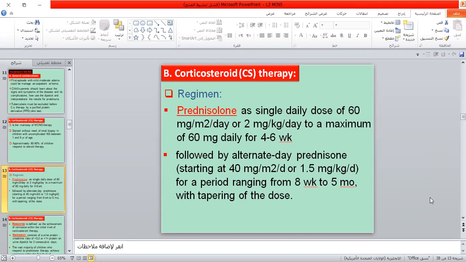Single daily dose of 60 mg per square meter per day, or the easier one that we will use, 2 mg per kg per day to a maximum of 60 mg daily for 4 to 6 weeks. A patient weighing 15 kg, calculate 2 mg per kg, it becomes 30 mg. Give it as a single daily dose for 4 to 6 weeks.